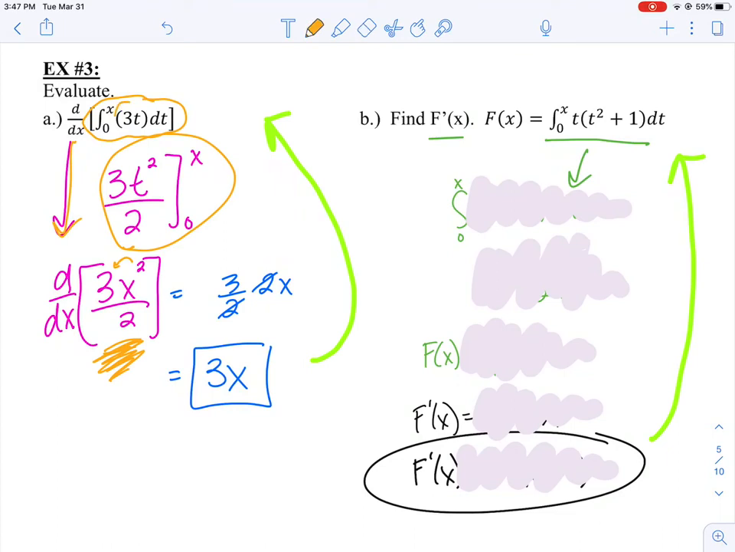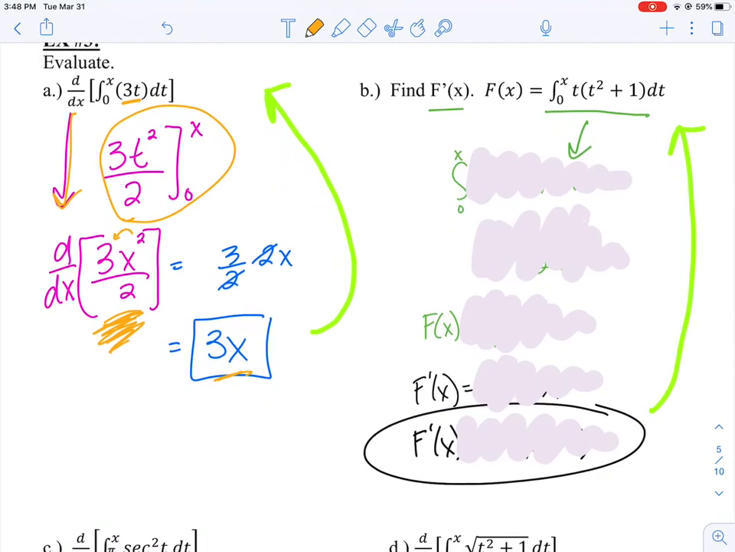Well, is that what I started with? I started with the 3t, and I ended up with a 3x. Really close, right? What was the only difference? Well, the only difference from where I started to where I ended was that my variable changed. My variable started with t's, but ended with x's. But the function was the exact same thing. I integrated and then differentiated, and they ended up canceling each other out, right?